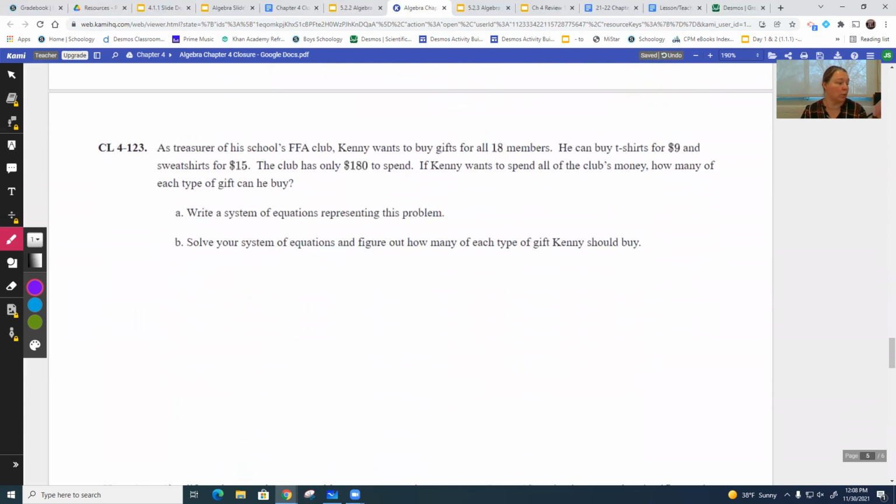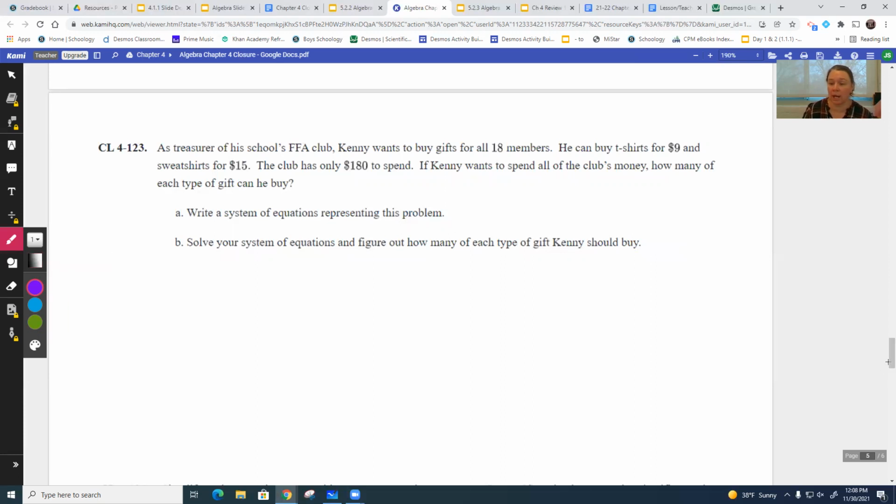All right, 123, we're given the situation where we want to write a system and then solve a system. As treasurer of his school's FFA club, Kenny wants to buy gifts for all 18 members. So I know there are 18 members. You can buy t-shirts for $9 and sweatshirts for $15. He has $180 to spend. He wants to spend all of his money. How many of each type can he buy?